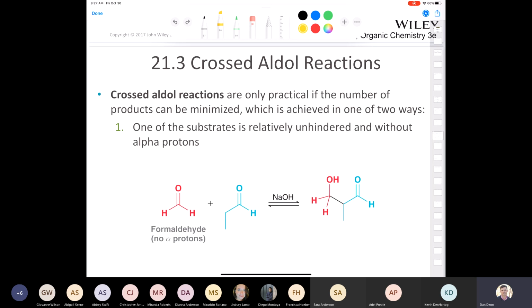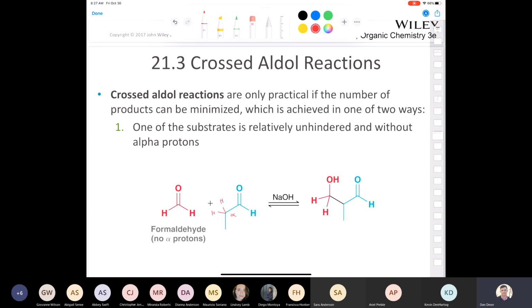Let me explain this one to you. Here we're taking formaldehyde. It's got no alpha protons, so that means it can't be deprotonated. Right? You cannot form an enolate of this compound. Impossible. You can form an enolate of propionaldehyde. Of course you can, because it's got 2 alpha protons, right?